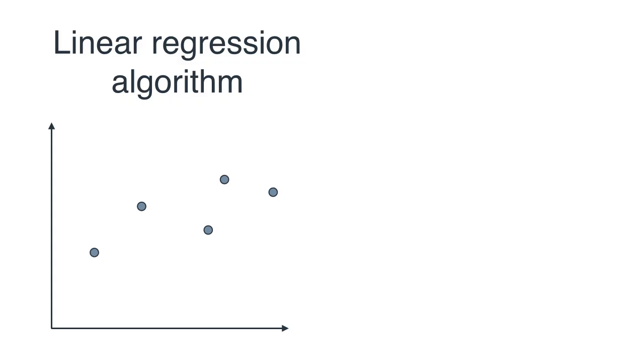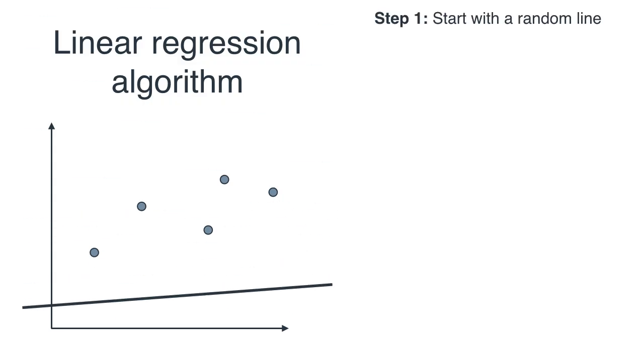So here is a linear regression algorithm to fit a line. Here we have our points. Step 1, we start with a random line. Here's a random line. And we're going to do steps to make this line better and better. So another thing in machine learning is we're going to repeat something many times.